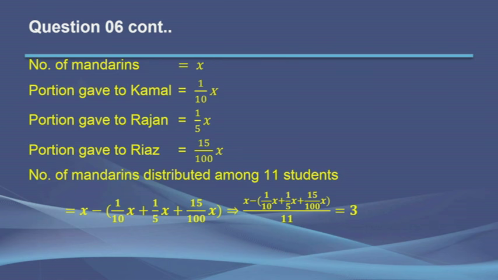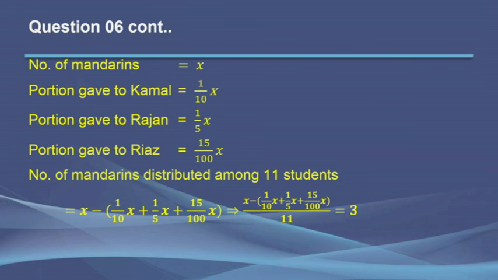So this is how we did it. And finally we distribute it among 11 students. And the question mentioned that each student has received 3 mandarins. So finally our equation will end up like this: x minus whatever the portions given to Kamal, Ranjan and Riaz, divided by 11, is equal to 3.